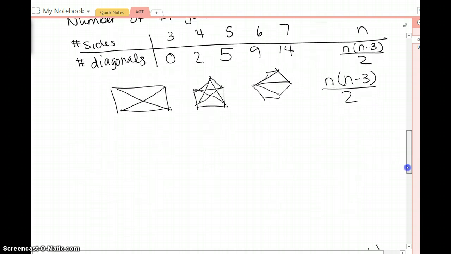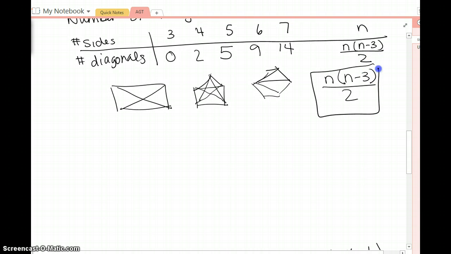So the answers here would have been 5, 9, and 14. So this is the formula for the number of diagonals for an n-gon. So it's n times n minus 3 divided by 2.